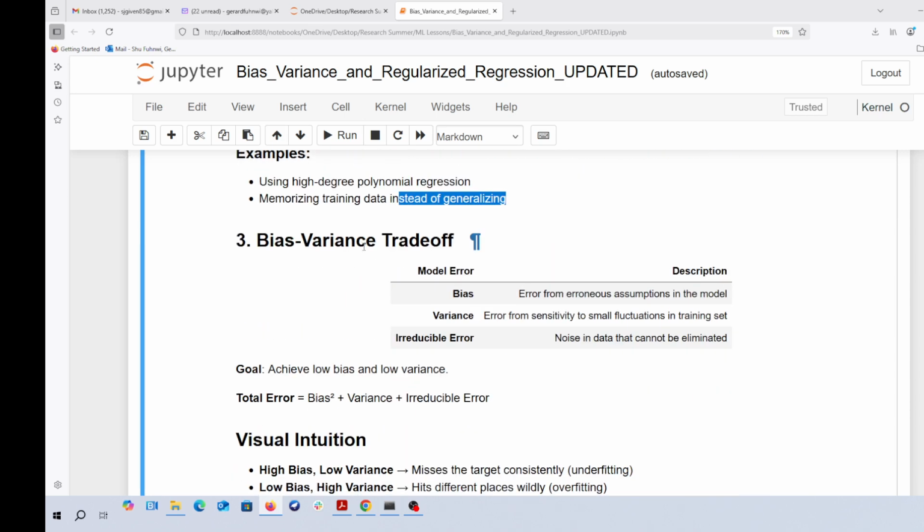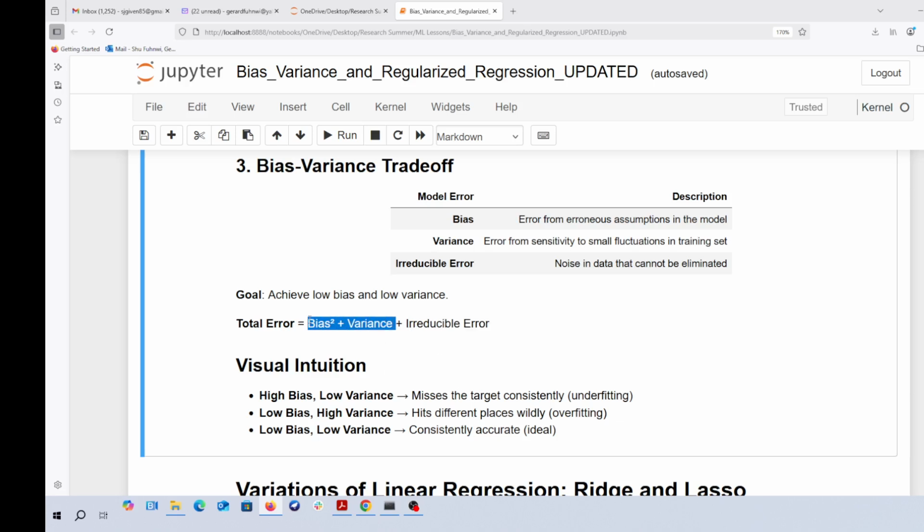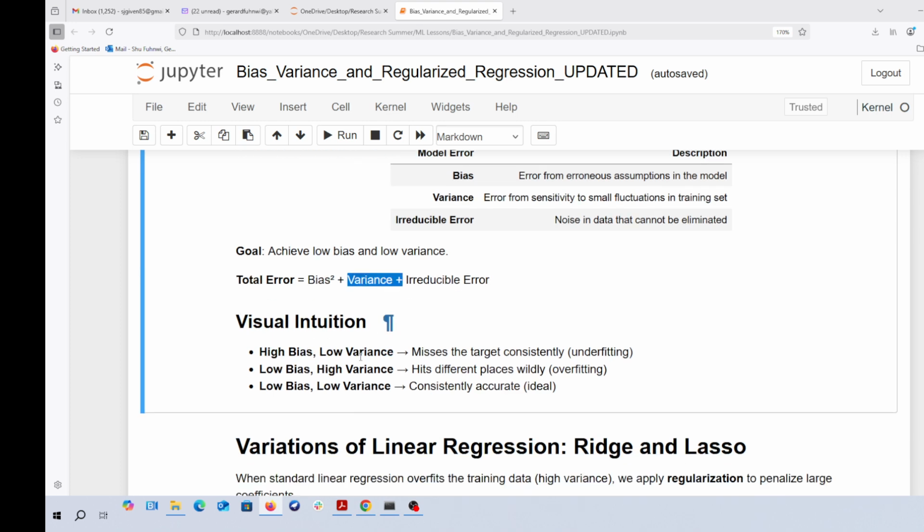So the trade-off between variance and bias here is in model error. Bias refers to the error from erroneous assumptions in the model, while variance is the error introduced due to sensitivity to small fluctuations in the training data, as well as the irreducible error, which is the noise in the data that cannot be eliminated. So the total error in any model is made up of the bias, the variance, and the irreducible error. Most of the time we are trying to reduce these two terms in our model as much as possible, which is bias and variance.